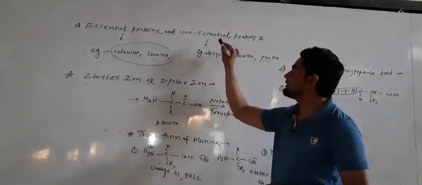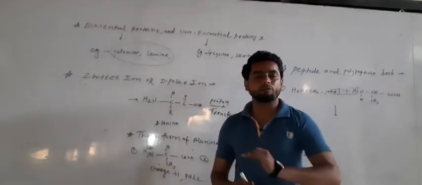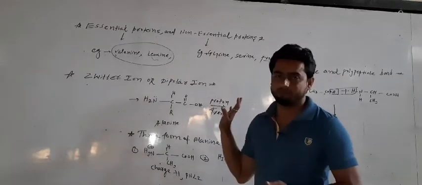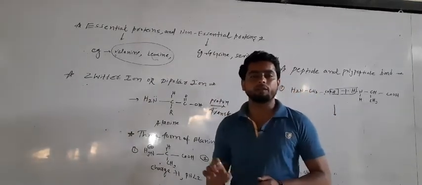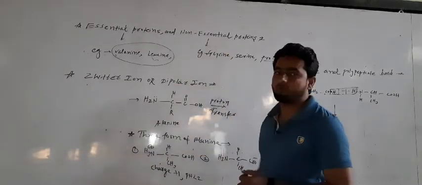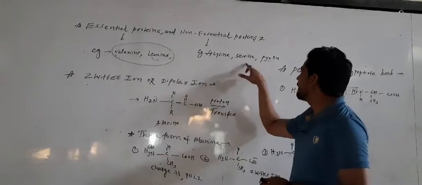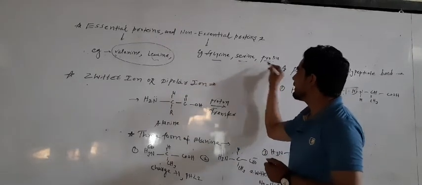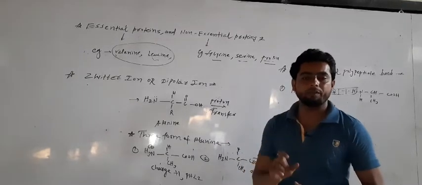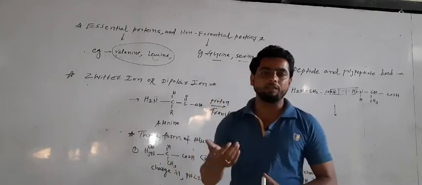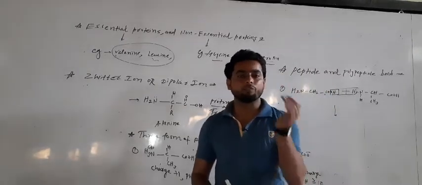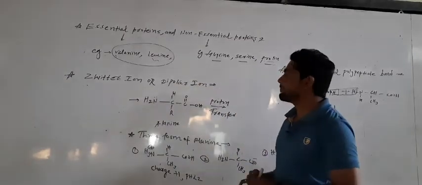Now second, non-essential protein. It means those proteins which are not taken from the diet, but are prepared naturally in our body, are called non-essential proteins. Clear beta? For example, glycine, serine and proline are the best examples of non-essential proteins. Jo hamare body mein already naturally prepared hote hain, usse kya bolte hain, non-essential protein. Example: glycine, serine, proline. Clear beta?